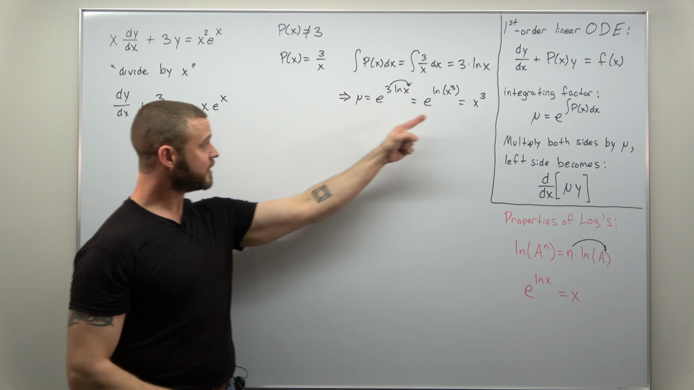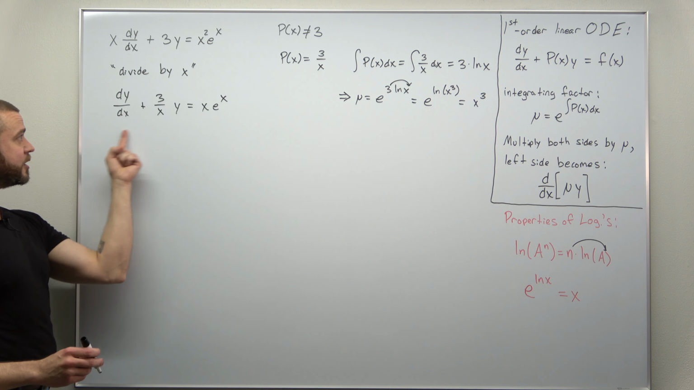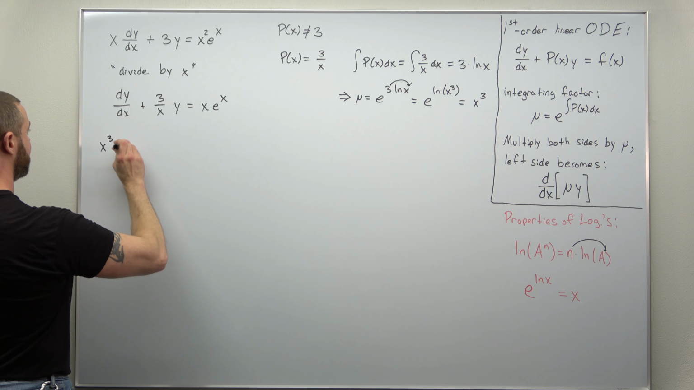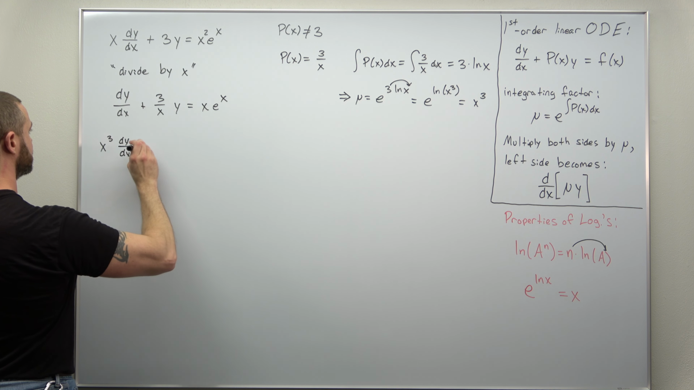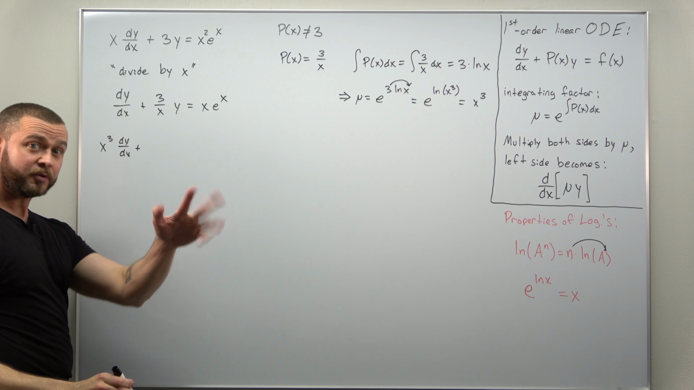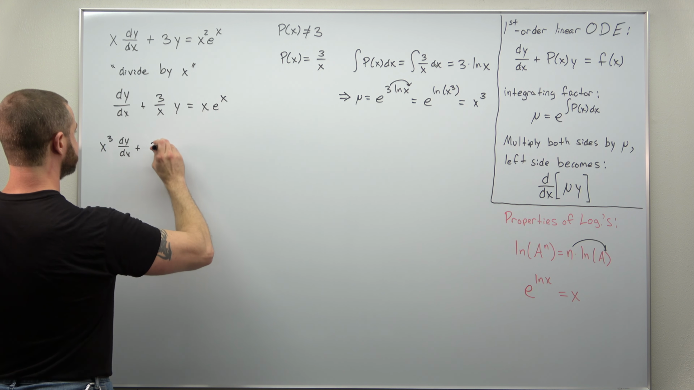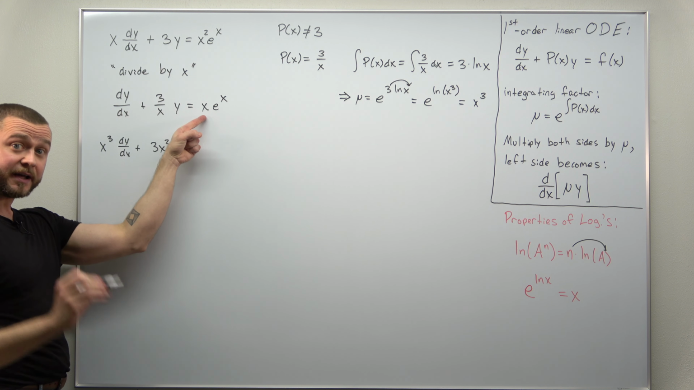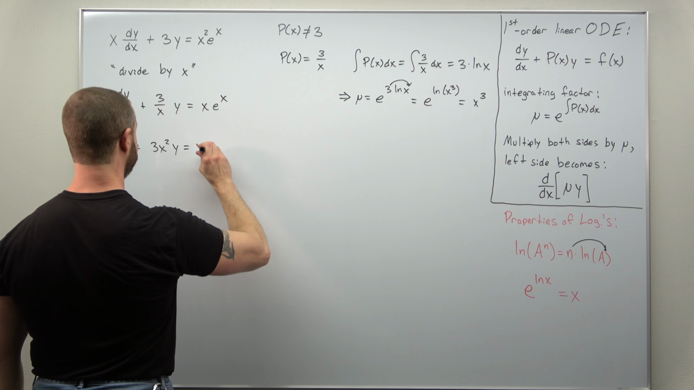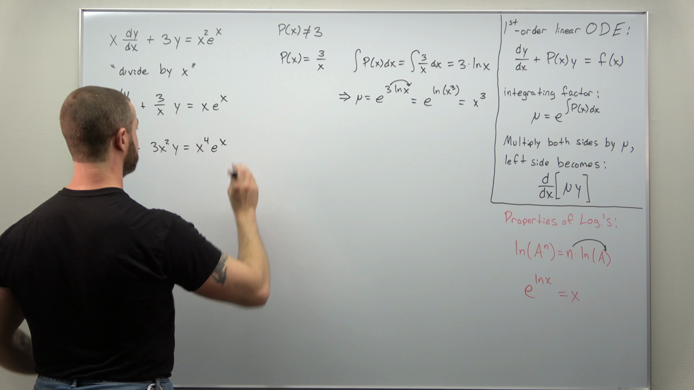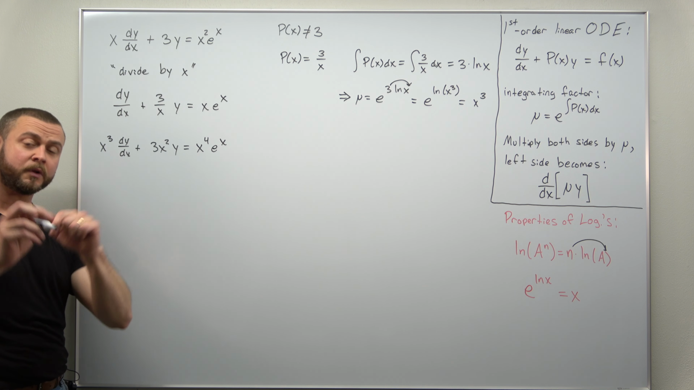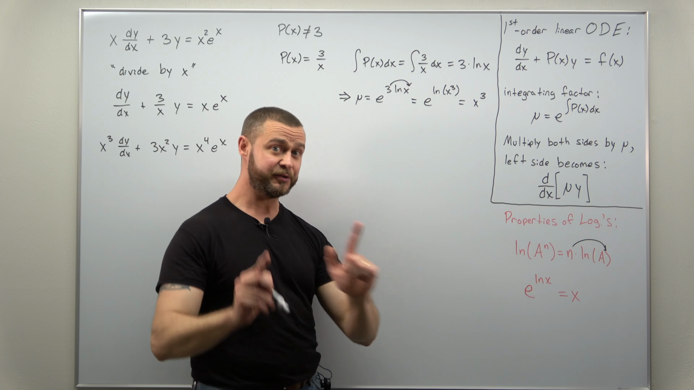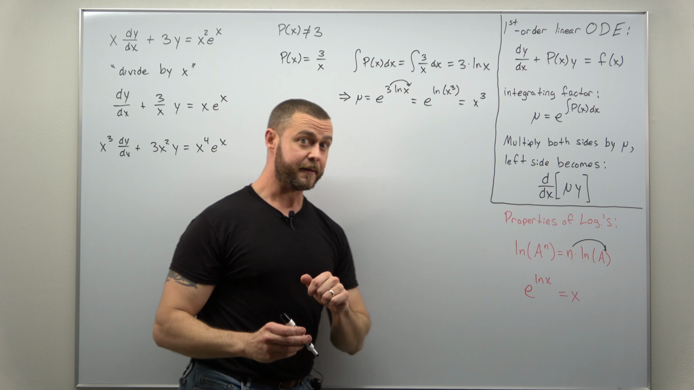All right, now that we have our integrating factor, we're going to multiply the differential equation by x cubed. So we'll get x cubed times dy over dx. Here, multiplying by x cubed, 1 power of x cancels. We're left with 3x squared times y. And don't forget to multiply the right side by the integrating factor. That's going to give us x to the 4th times e to the x. The key step, which always happens, the left side collapses to the derivative of mu times y.